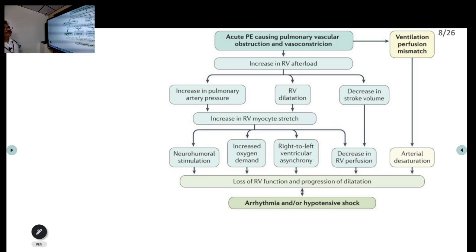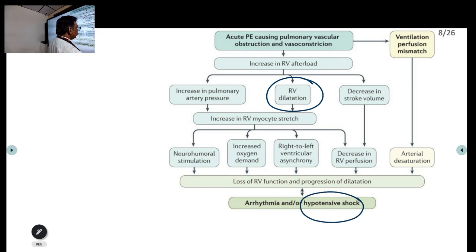Now you can see here acute pulmonary embolism. You can see here there are different after effects due to pulmonary embolism. One of the important problems is RV dilatation, because RV is not able to perform properly. So ultimately it puts pressure on the RV. As an effect of all these things, patient develops hypotensive shock, and some patients can have arrhythmias, especially atrial arrhythmias. So atrial arrhythmias, hypotensive shock, hypoxemia are the three important features of pulmonary embolism. So hypoxemia, hypotension and arrhythmias.